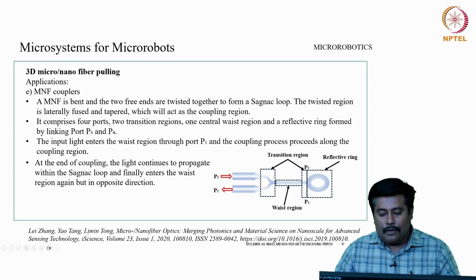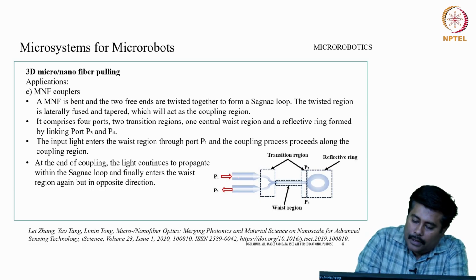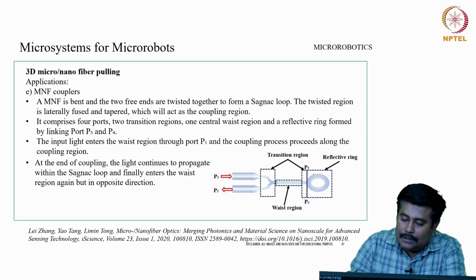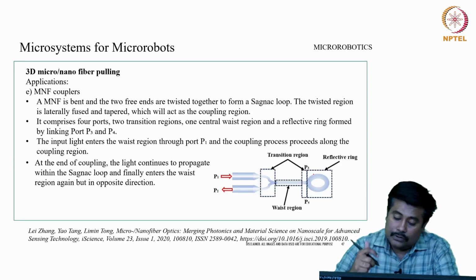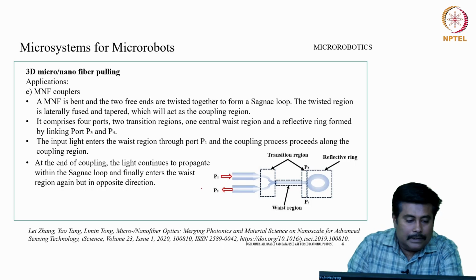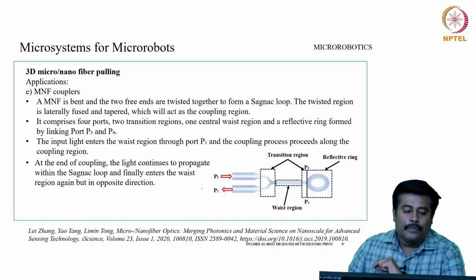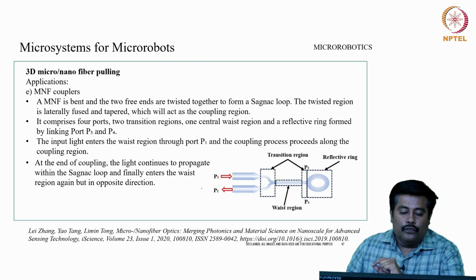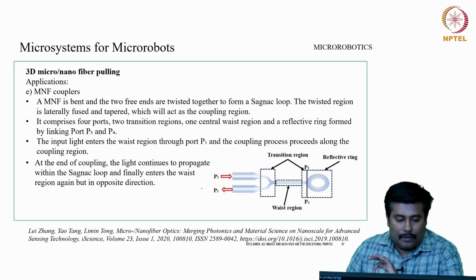As far as this MNF coupler is concerned, let us consider we have the input P1, and then there is a waist region where a transition region exists, and then there is a reflective ring. Light passes through the waist region, and through the reflective region it comes out. This is a kind of coupler, or a transition region, where the MNF is bent and the two free ends are twisted together to form a Sagnac loop. The twisted region is laterally fused and tapered, which will act as a coupling region.